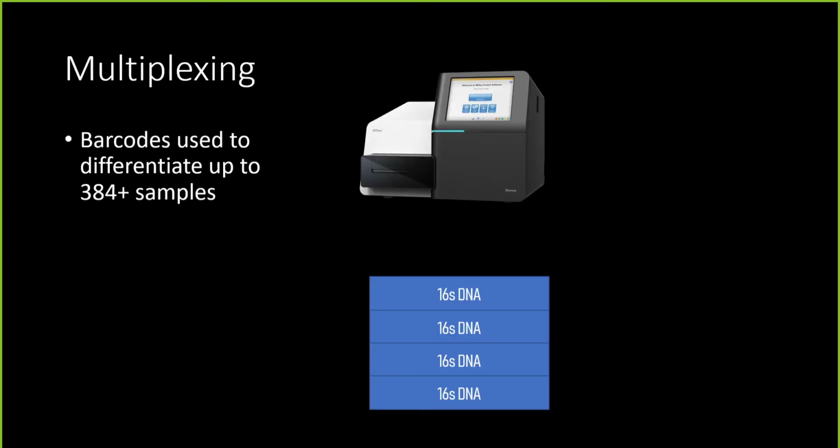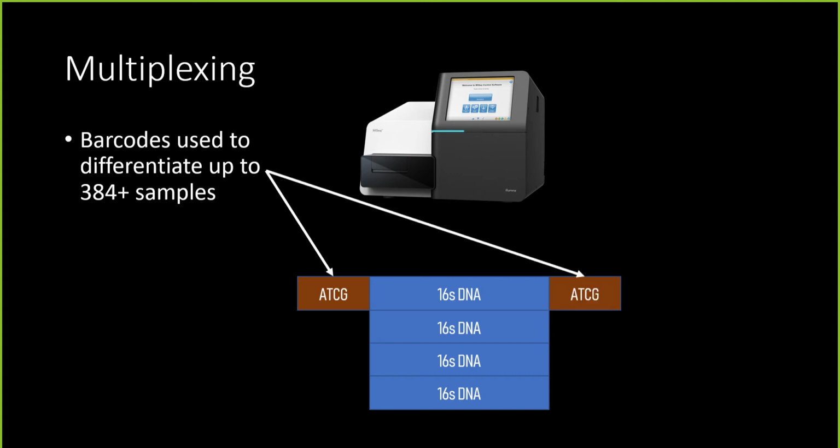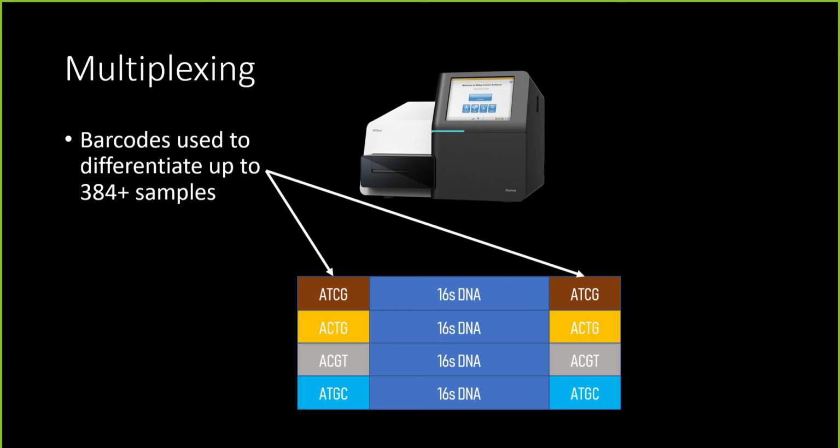Multiplexing uses barcodes that attach to either side of the DNA of interest and serve as a unique identifier. So for all of the mouse microbes that we amplify, we can give them all the same barcode at the end and repeat the same process for the other organisms.